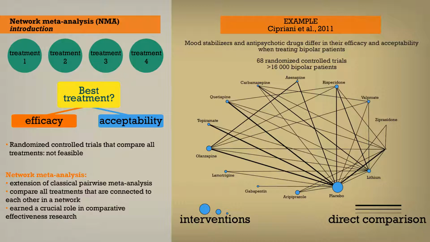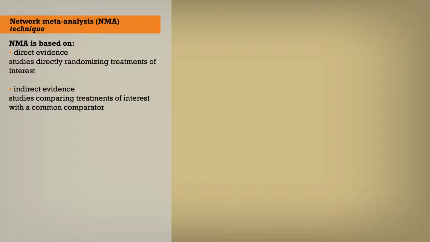The technique has earned a crucial role in comparative effectiveness research, particularly in national organizations developing guidance for healthcare, such as the Institute for Quality and Efficiency in Healthcare in Germany, or the National Institute for Health and Care Excellence in the UK. The method is based on the simultaneous synthesis of direct evidence, which comes from studies directly randomizing treatments of interest, and indirect evidence, which comes from studies comparing treatments of interest with a common comparator. The concept of indirect comparison is central to network meta-analysis.